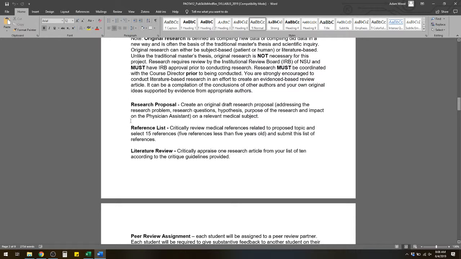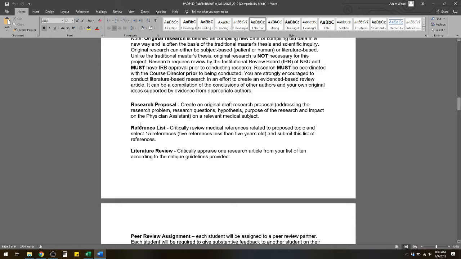When I say primary literature, anyone know what I mean? It's coming from a peer-reviewed journal, right? So if you pull something from JAMA, Journal of the American Medical Association, that's a peer-reviewed journal. That's a high-quality source. You're probably not going to be pulling from JAMA so much, but it could be from smaller journals, but they need to be peer-reviewed.